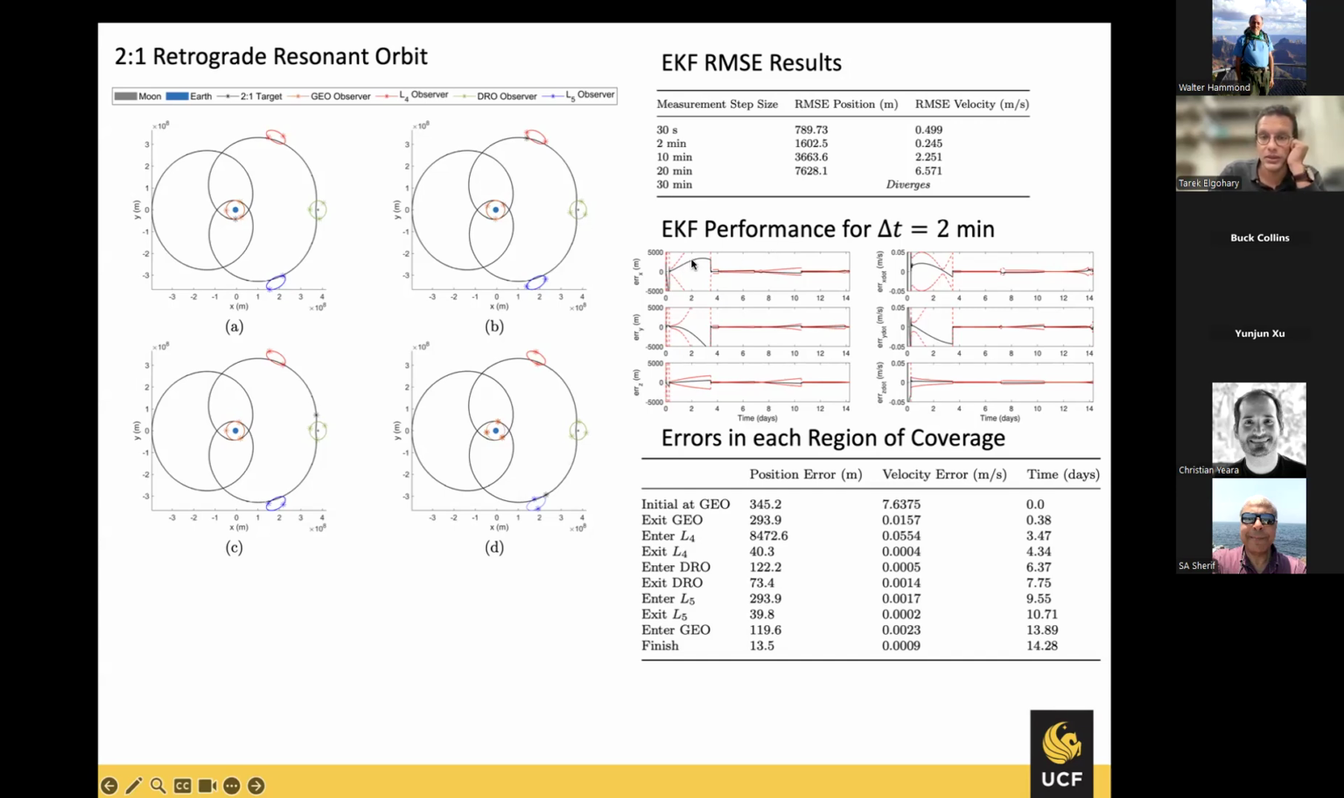And you can see the Kalman filter performance here, where you have some measurements in GEO, and then the bounds are diverging because you're not getting any measurements, you're just propagating uncertainty. Then you pick up measurements again, and they diverge again, maybe in L4 and this region, no measurements, and then you pick them up again, and so on. Same thing for velocity. So this is the position error, the velocity error. And here we show the entry and exit of each region where we have observers.